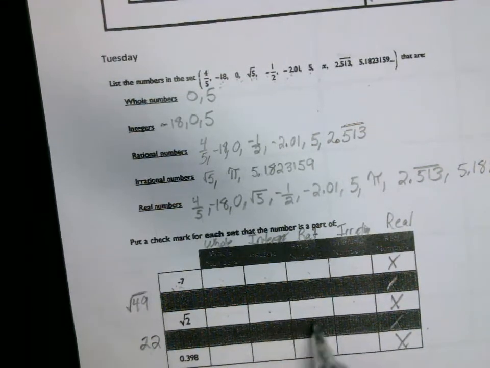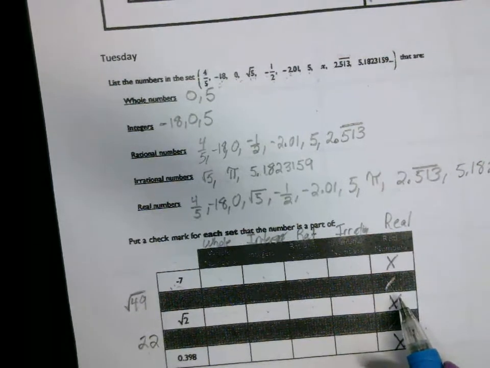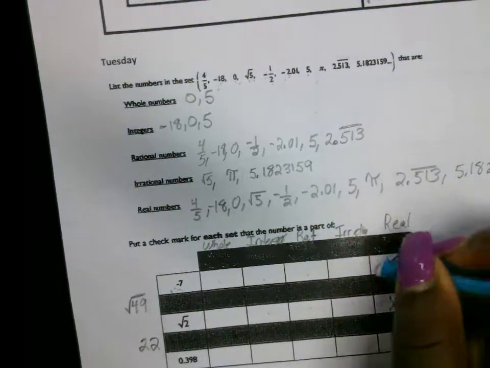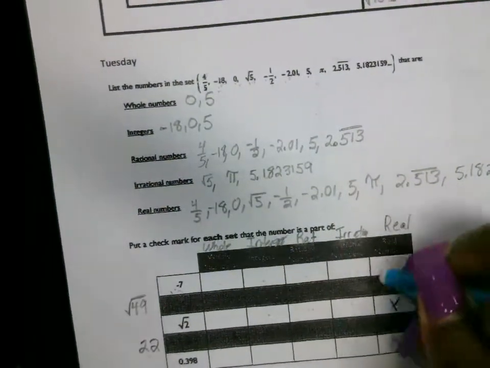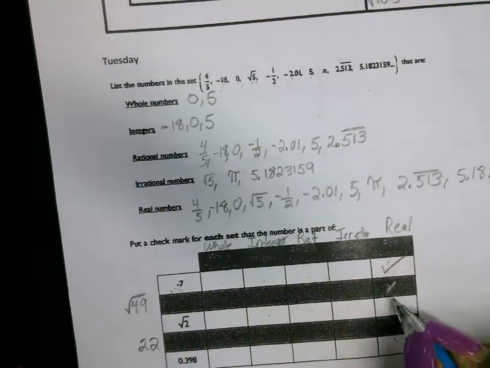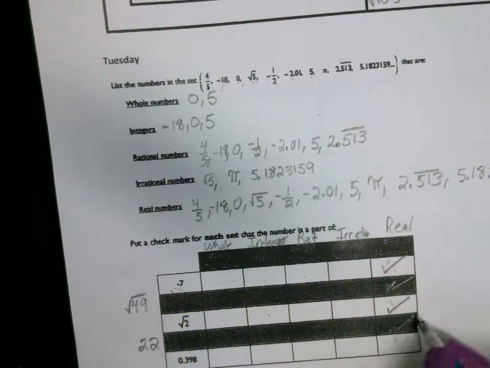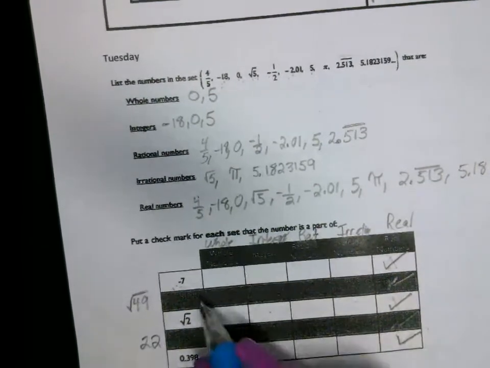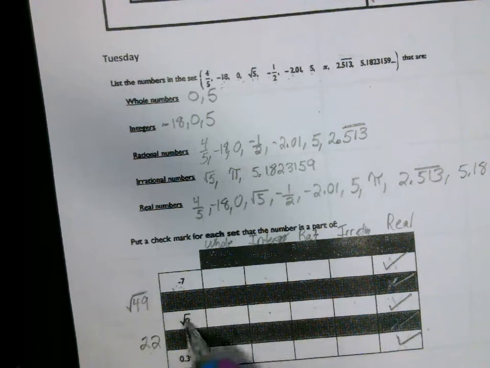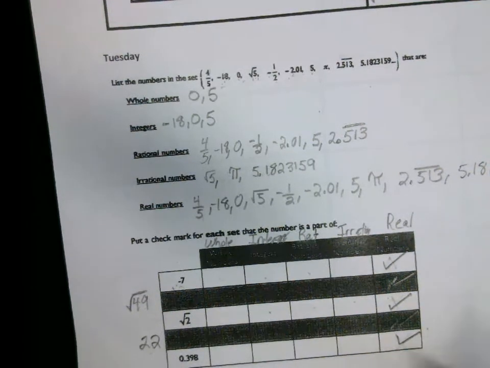Put X's in the box, or you can put a check, whichever one is better for you. It says make a check mark. Read the directions, Miss Reyes. It says check marks. But if you put X's, that's fine. I'm okay with that. All right. So you're going to put a check or X in the box where these numbers are part of that group.